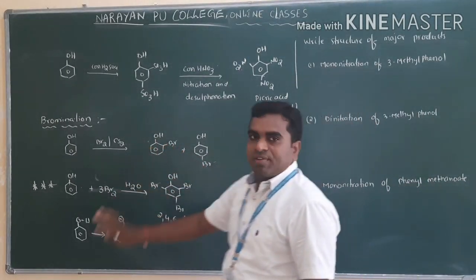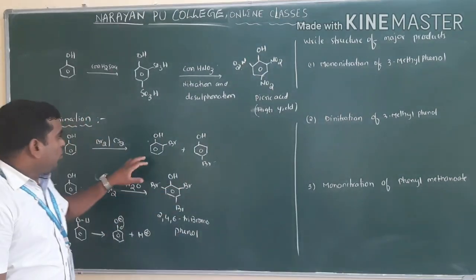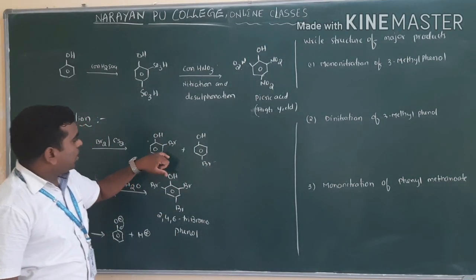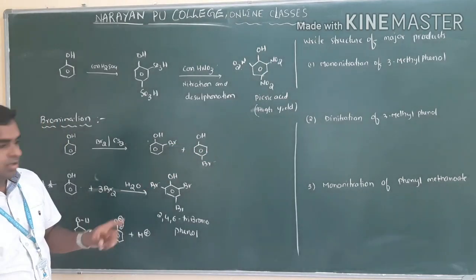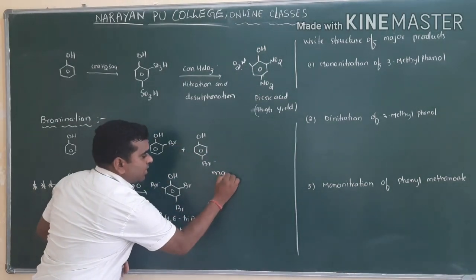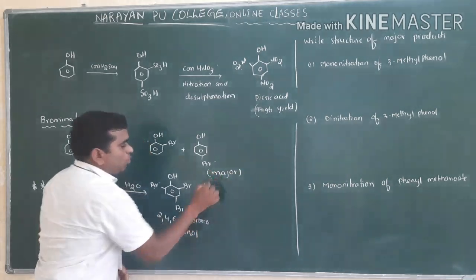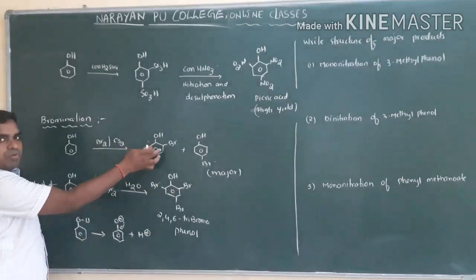So now we have discussed the bromination: one is orthobromophenol, the second one is parabromophenol. Which one is the major product? Here the major product is parabromophenol compared to orthobromophenol. Why?